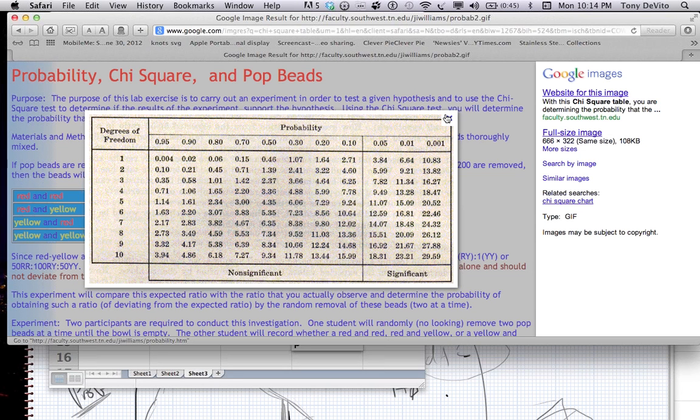Okay, so now I'm going to go back and we'll take a look at this data from another perspective. Okay, chi-square is actually pretty simple.